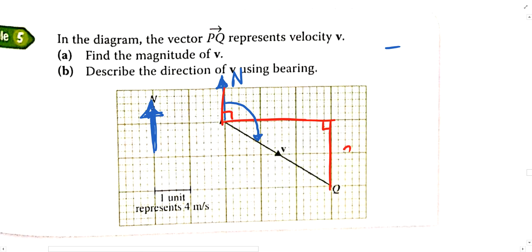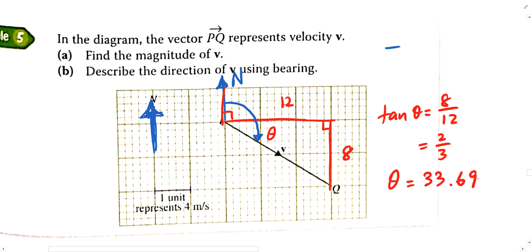Then over here I've got 8. Over here this is 12. And then what? Okay, tangent. Let's call this theta. Theta equals 8 over 12, which is 2 over 3. Then what? Theta equals tangent inverse? 33 point what? 690 degrees.